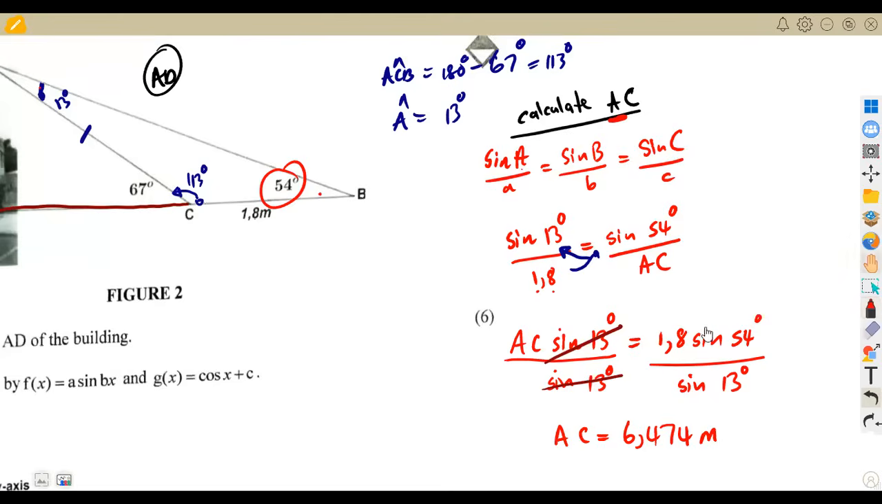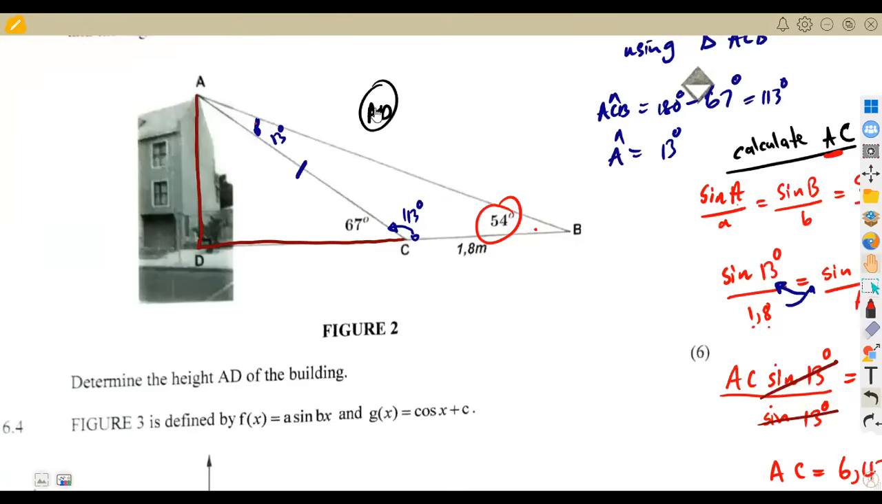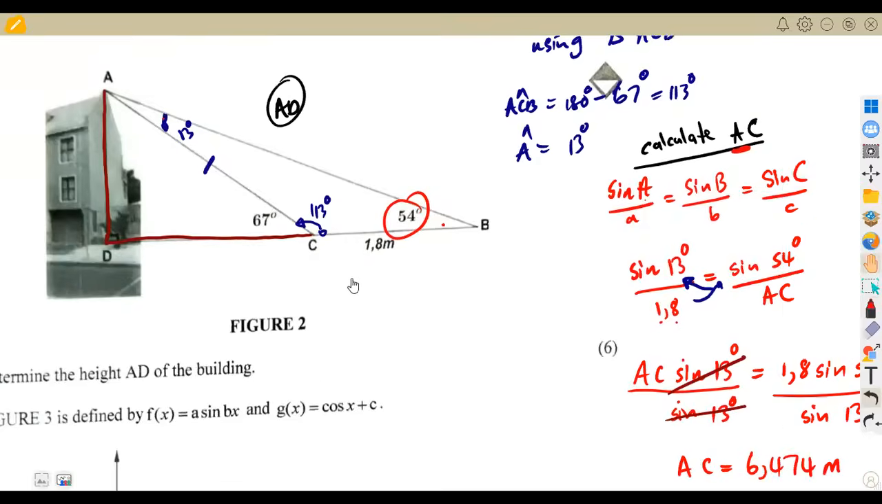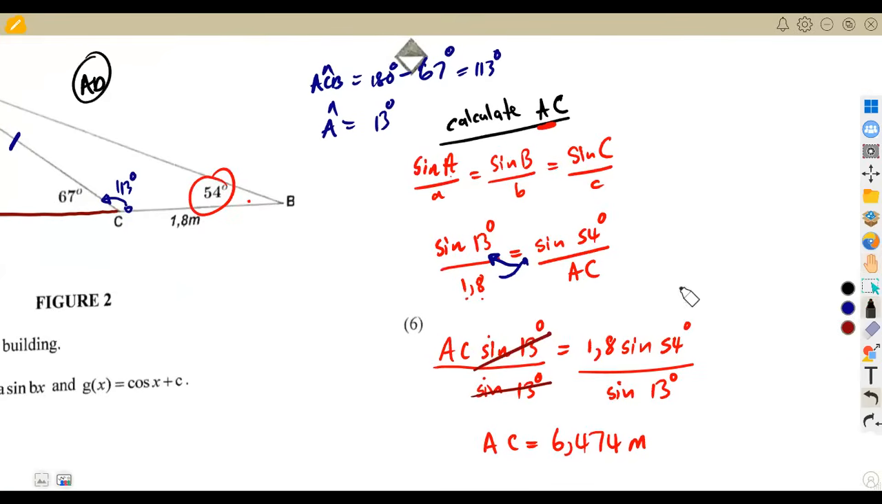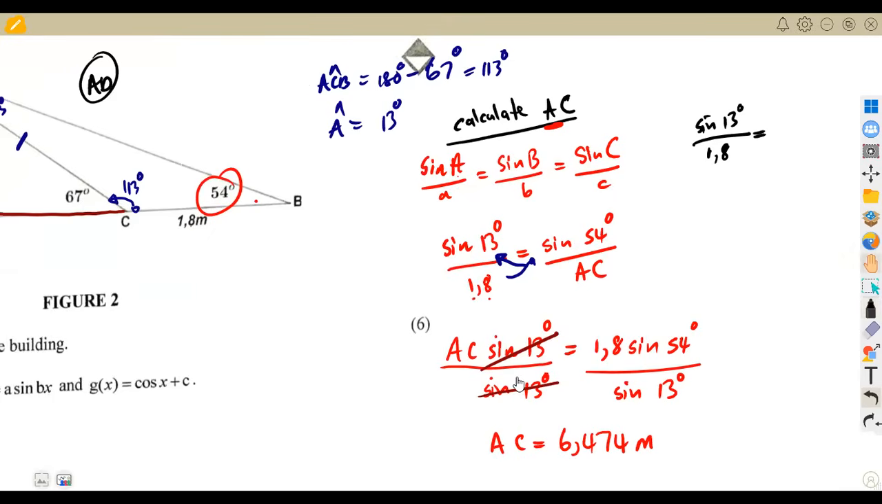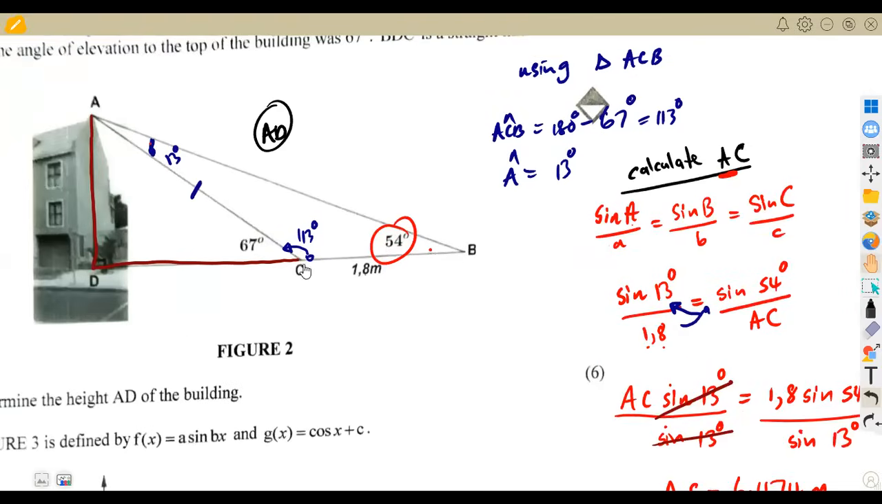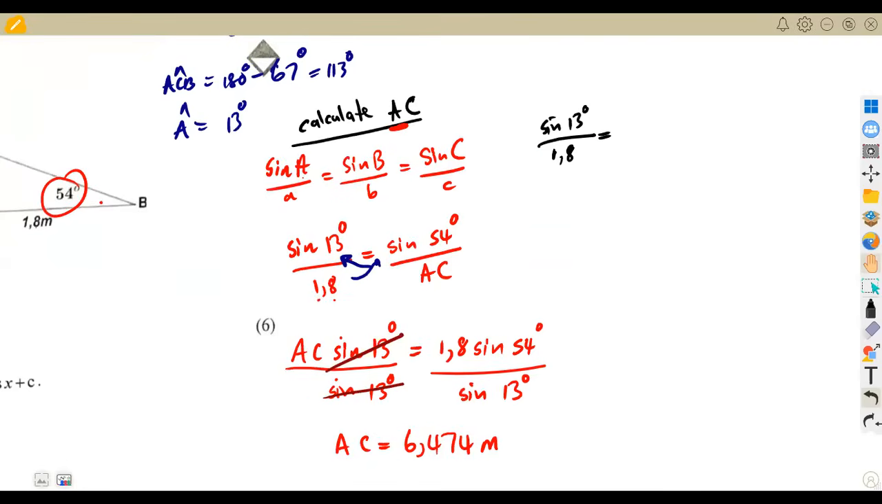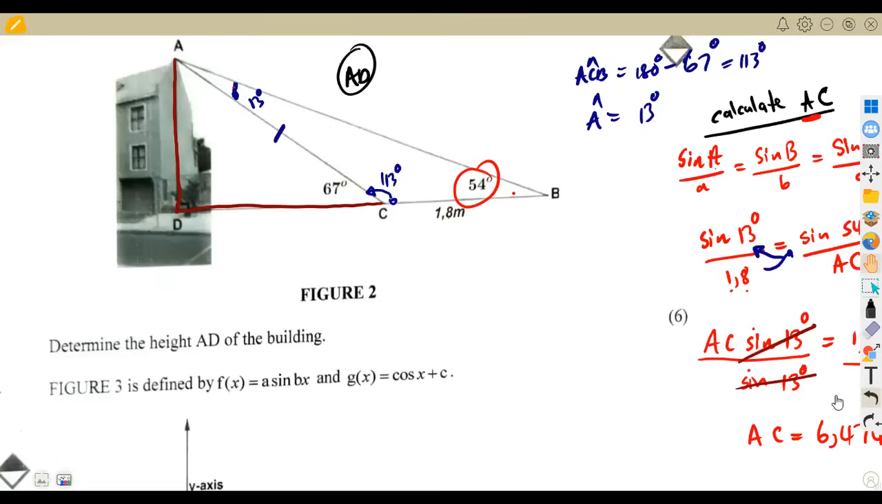If you wanted to calculate the length of AB, it was going to be the sine of 13 degrees over its side, which is 1,8, is equal to, in order for you to calculate AB, the sine of C, which is the sine of 113 over the side AB. So it's going to be equal to the sine of 113 degrees over AB. So there you calculate AB. But here we calculated AC, so we're going to use this part now.